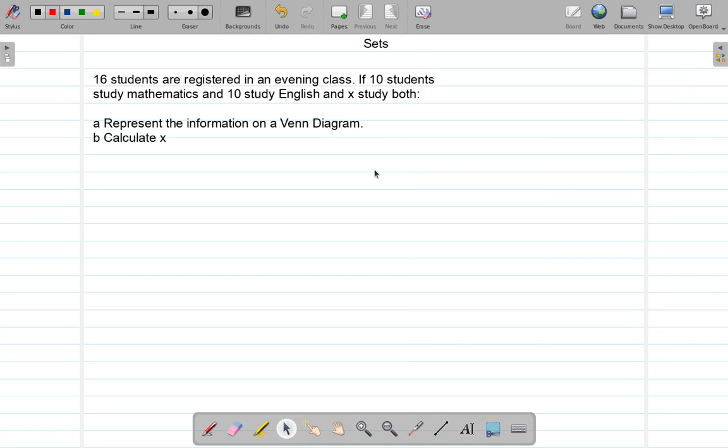Let's look at this example of a sets question. 16 students are registered in an evening class. If 10 students study mathematics and 10 study English and X study both, A, represent the information on a Venn diagram. B, calculate X. Okay, let's look back up here. It says you have 16 students registered. Then it says 10 students study maths and 10 study English.